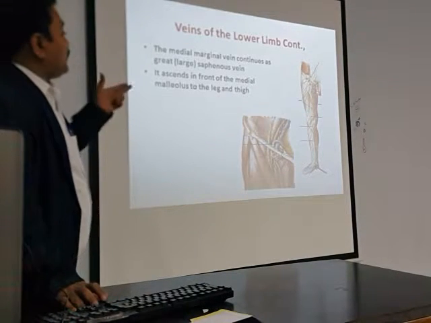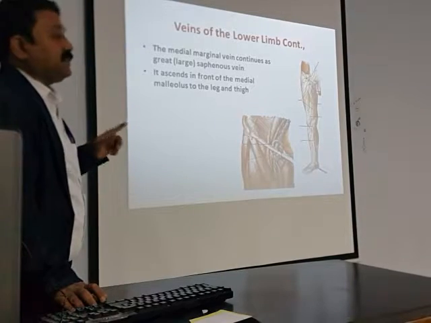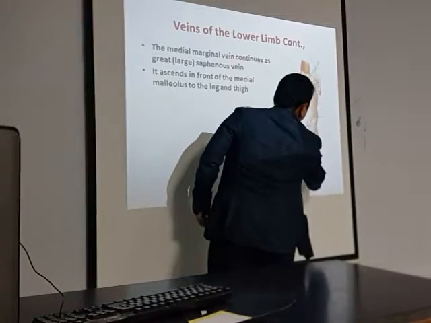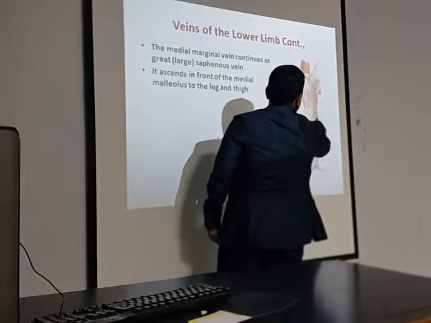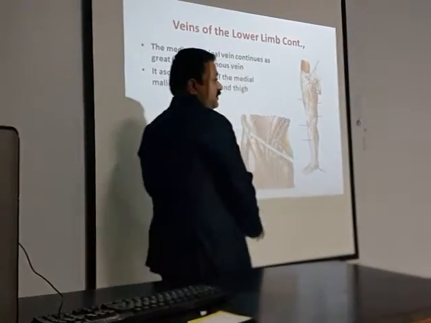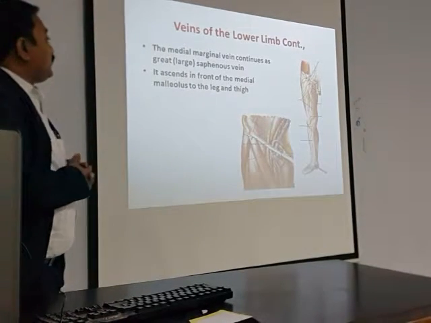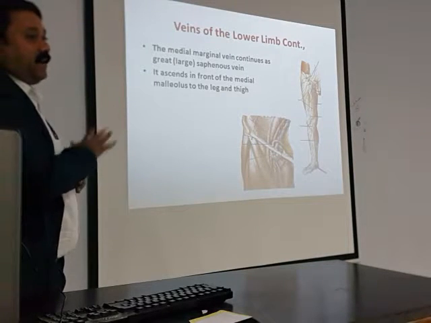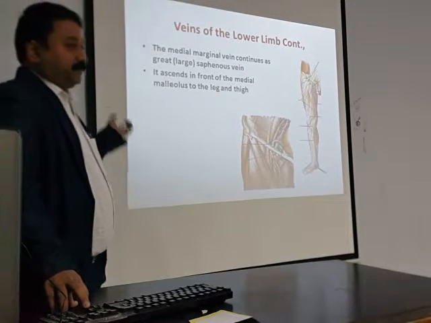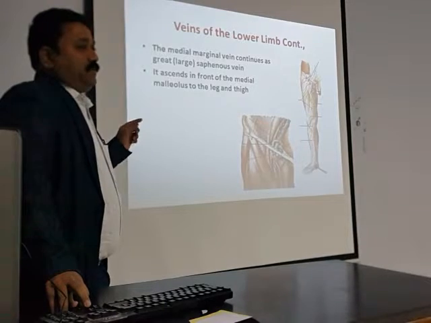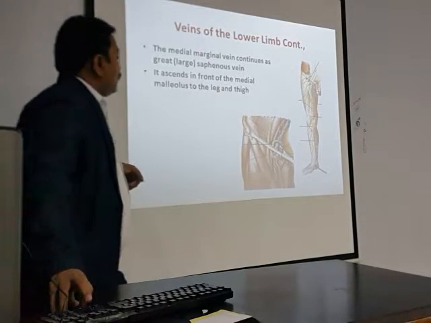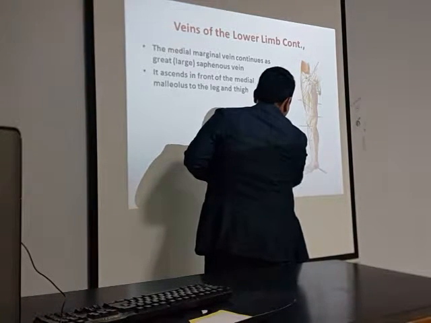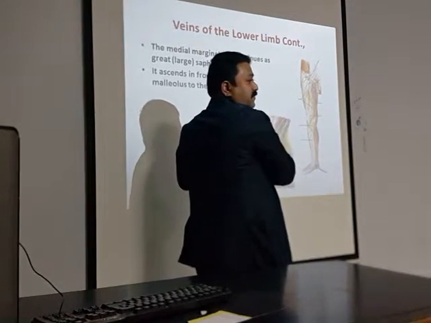The medial marginal vein continues as the great saphenous vein, isn't it? It ascends in front of the medial malleolus to the leg and the thigh, where it terminates in the femoral vein. It pierces the cribriform fascia here, isn't it? It pierces and finally it drains into the femoral vein.